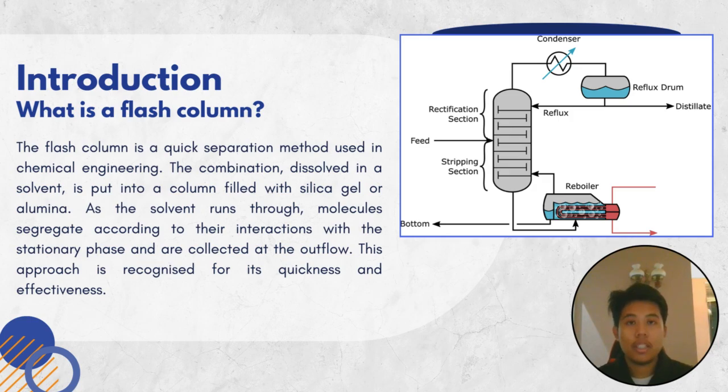In this introduction, I'm going to briefly explain what a flash column is. A flash column is a machine, or in chemical engineering terms, a process unit. This process unit functions as a separation method to separate one desired product from its mixture. To know how the flash column operates, Amiron will explain it later in this video.